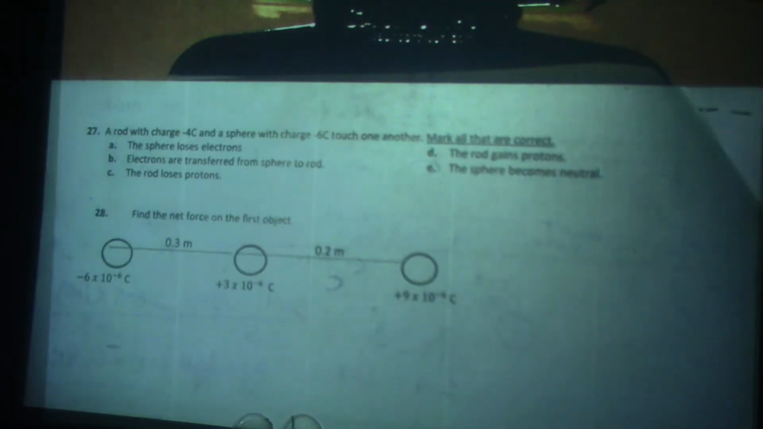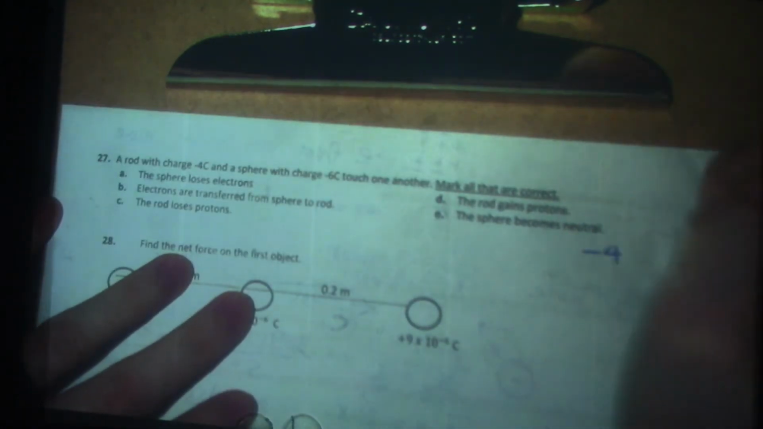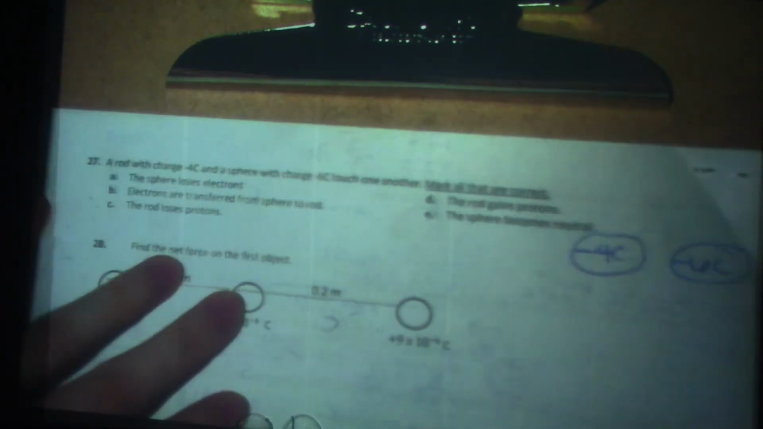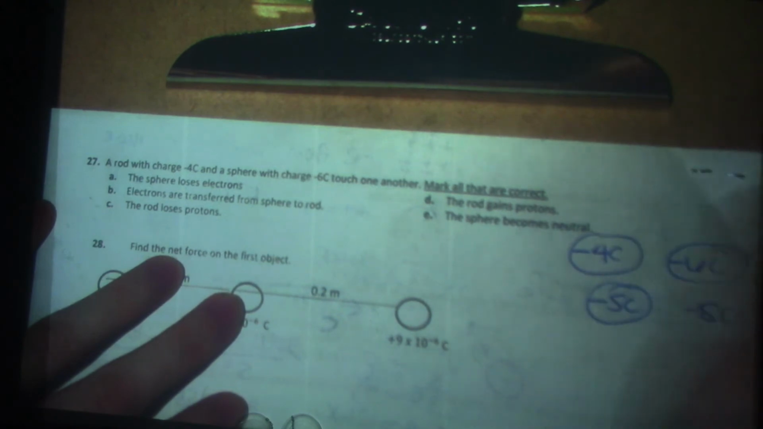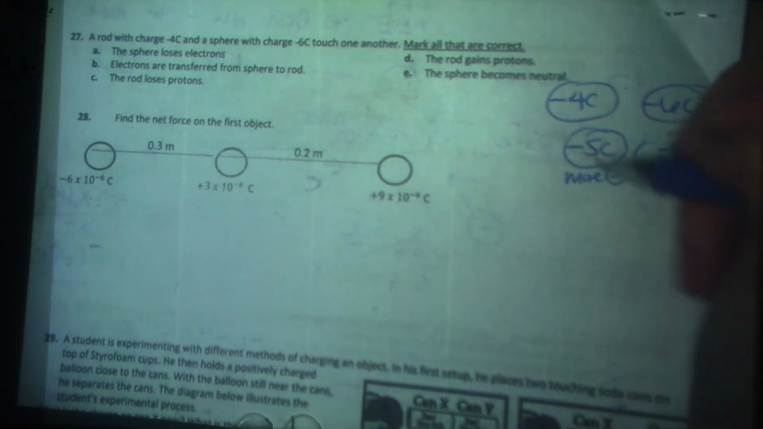A rod with a charge of negative 4 and a charge of negative 6 touch one another. Mark all that are correct. So if you have negative 4 and negative 6 like this, then that's a total of negative 10, so negative 5 each. Let's think about which one's losing, which one's gaining. So this one became more negative. This is super similar to one that I just did. This became more negative, which means that it gained electrons, which means this one had to lose electrons, which means that they're going from here to here.